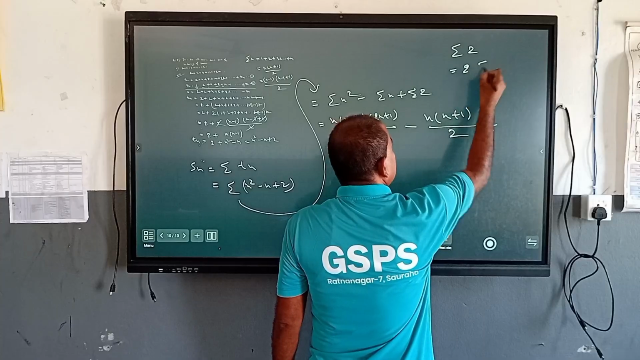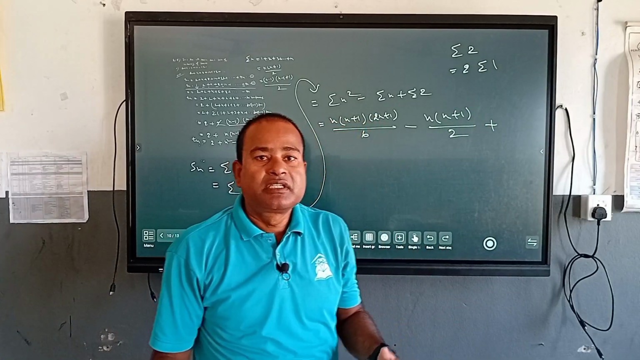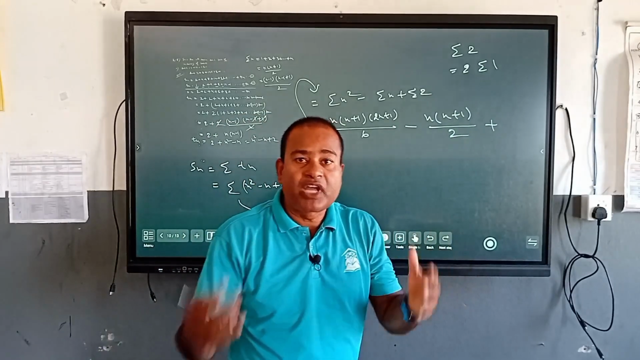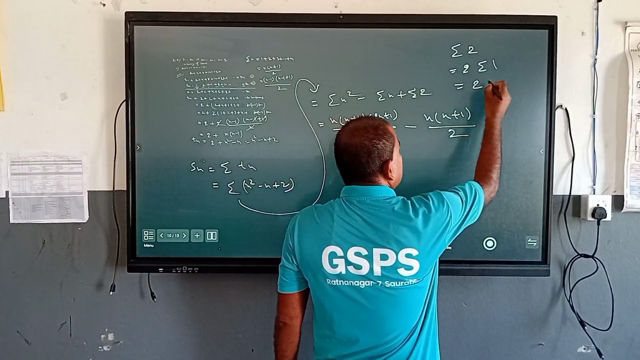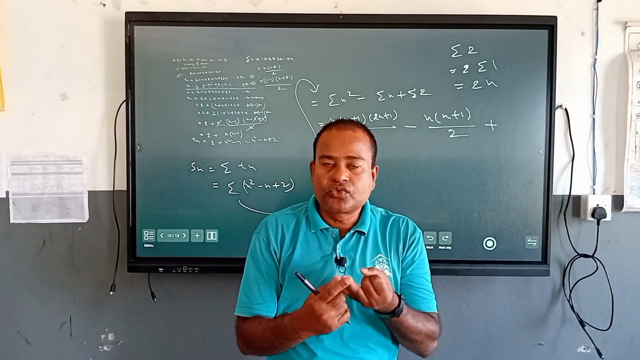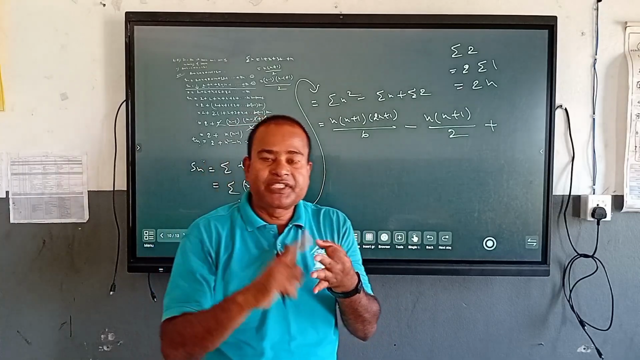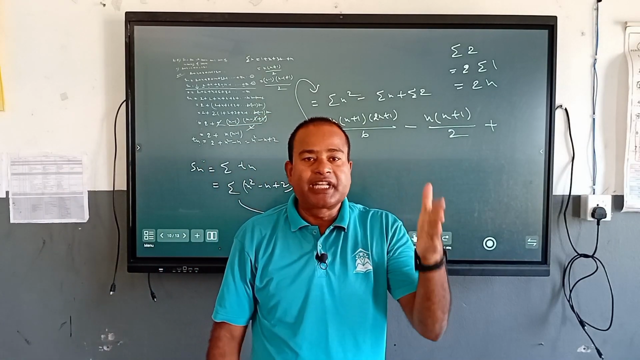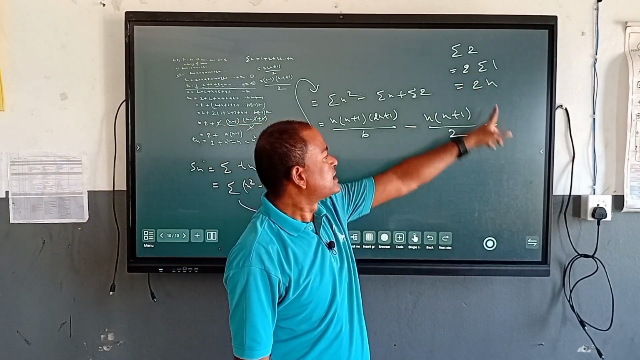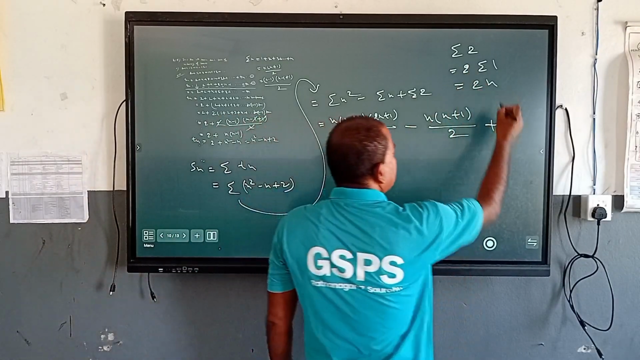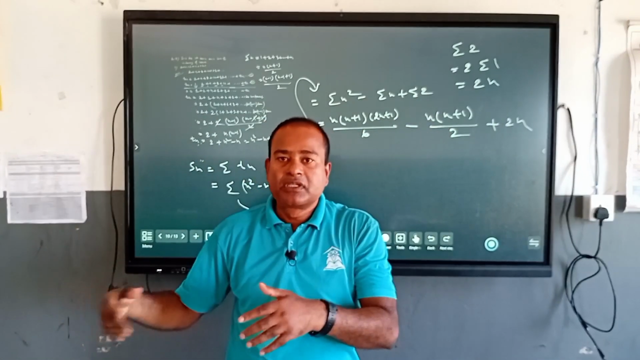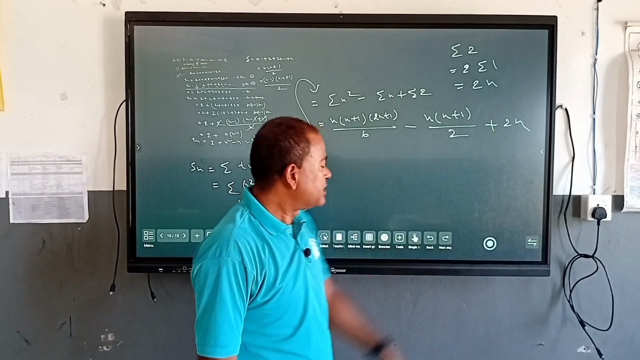Summation 2 we can write as 2 times summation 1. And we know that summation 1 is equal to n. If there is only one 1, then the sum will be 1. If there are two 1s, then the sum will be 2. If there are three 1s, then the sum will be 3. If there are n number of 1s, then the sum will be n. So dear students, summation 2 means we can write 2n. The sum of the series summation 2, that means 2 plus 2 plus 2 up to n terms, we get 2n.